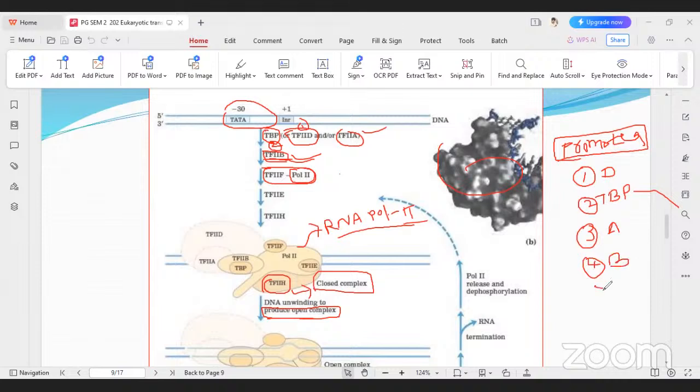After B formation, next step, F, transcription factor F with polymerase 2. How does polymerase 2 reach the promoter site? Polymerase 2 cannot reach the promoter site and cannot perform the transcription process without these factors. Without these factors, there is no performance. So after that, what happened in the next steps? E, H also associated with the RNA polymerase. Now the complex is completed.